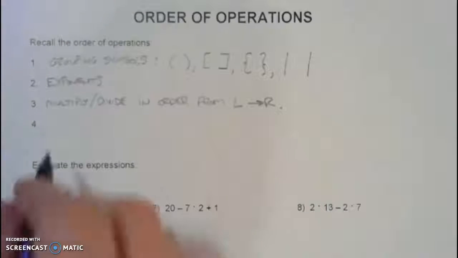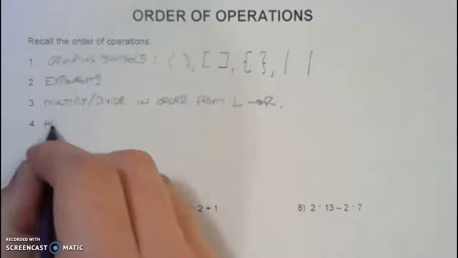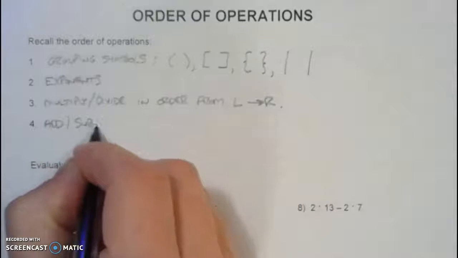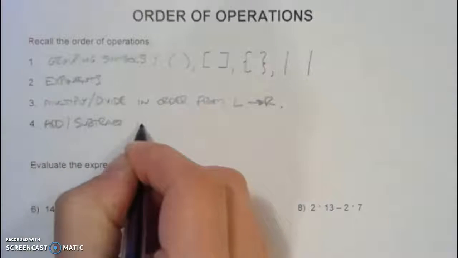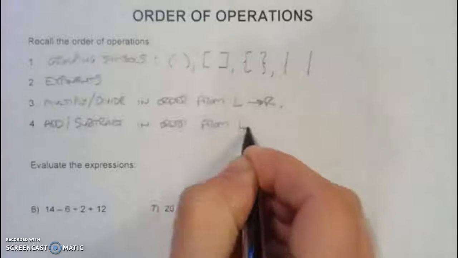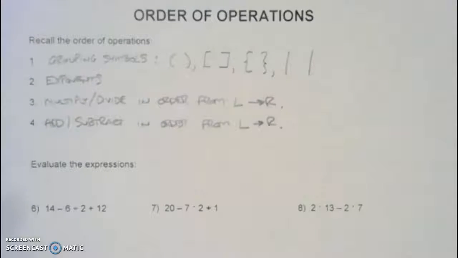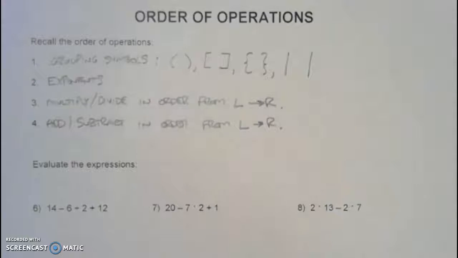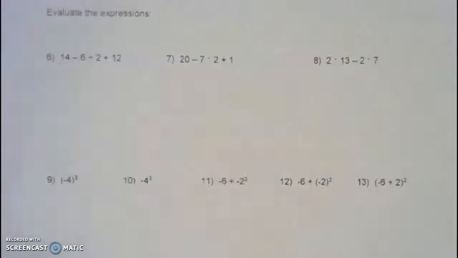All right? And then finally, it's the same with addition and subtraction. I'm either going to add or subtract in order from left to right. So if you follow these orders of operations, you should always come up with the correct evaluated answer. In example 6, it says 14 minus 6 divided by 2 plus 12.